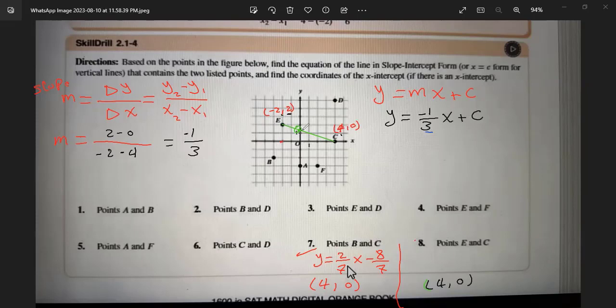So c cannot be read by sight. We have to plug in the same point, which would be very easy as well. So y is 0: negative a third times 4 plus c. So now we have negative 4 thirds plus c equals 0. It's very clear that c equals 4 over 3. Just move it to the other side. So now we have this value.